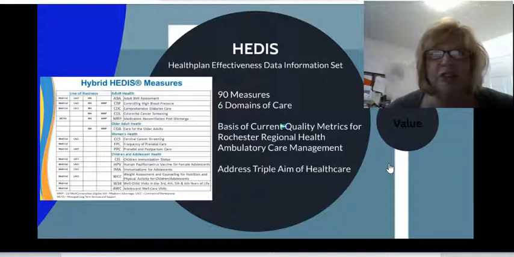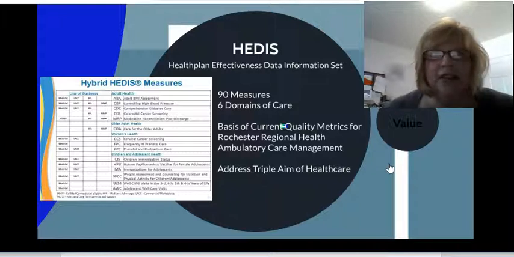HEDIS measures are used to monitor healthcare delivery, target quality improvement projects, and structure reimbursement contracts. HEDIS measures are currently used at Rochester Regional Health to assist in identifying and closing gaps in care that our patients may have. A set of selected HEDIS measures constitutes the basis for our current value-based reimbursement system based on the performance with these selected measures.